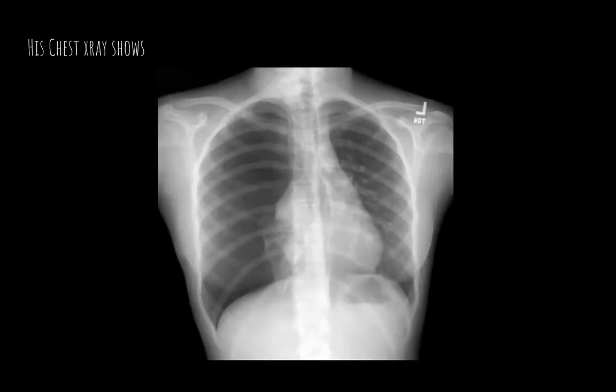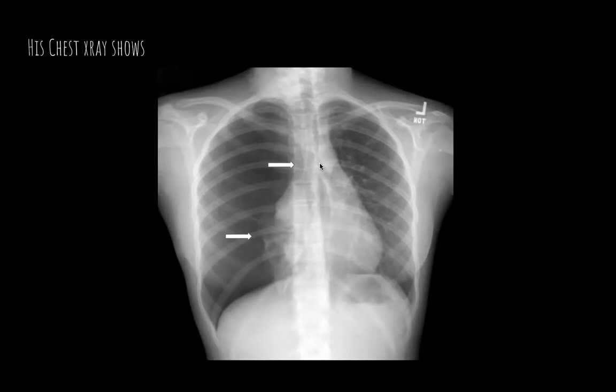So again, feel free to pause this video and see if you have an idea of what's going on, and then we'll go through it systematically. To start, our airway: as we see, the trachea looks midline right here. It's patent, it's full of air, and it's not deviated to one side or the other.